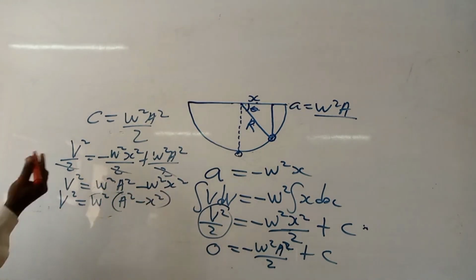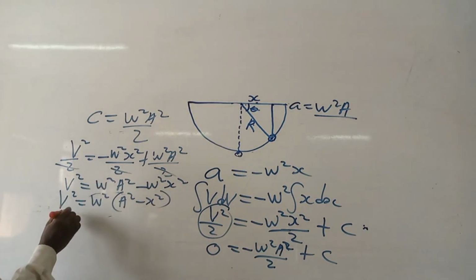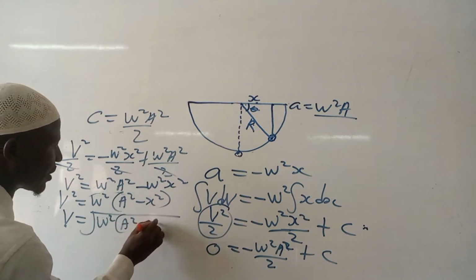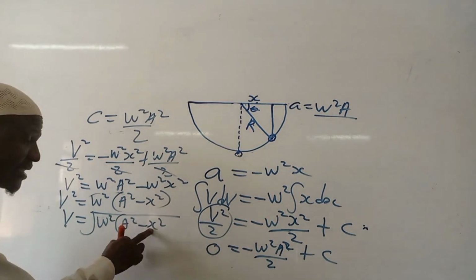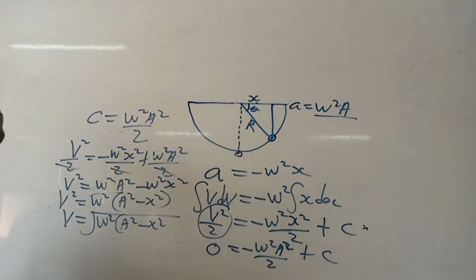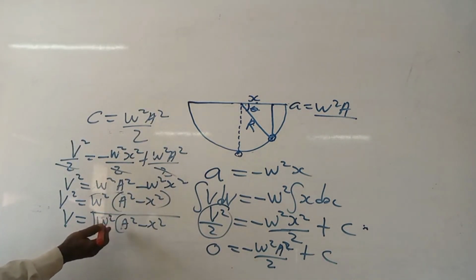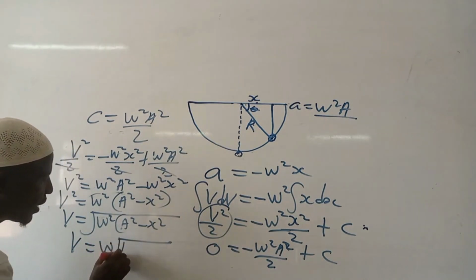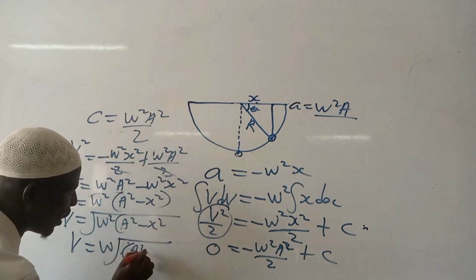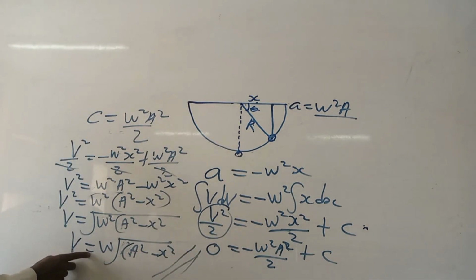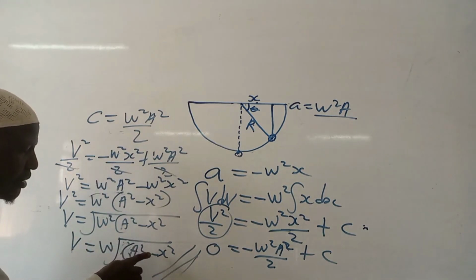So in that case, we find the square root of both sides. Now it gives us v is equal to square root of omega square open bracket a square minus s square. Where s is the displacement at any point, and a is the amplitude, the maximum displacement. Since this one has a square root, factor it out. Therefore, v is equal to omega square root of a square minus s square. So this is the formula that we need. Take note of it very well: velocity v is equal to omega square root of a square minus s square.